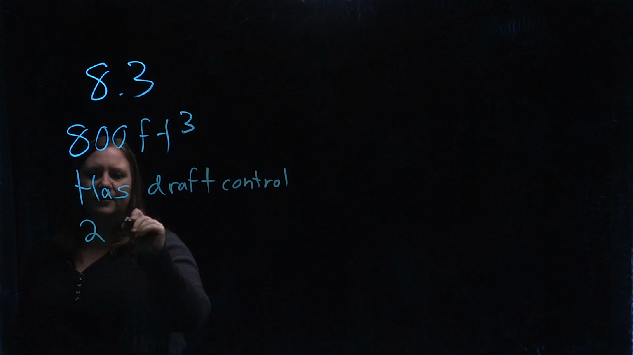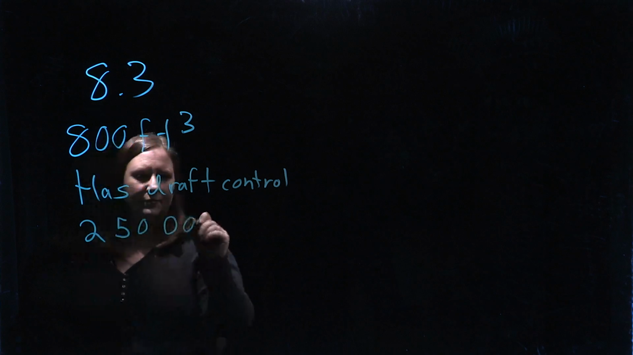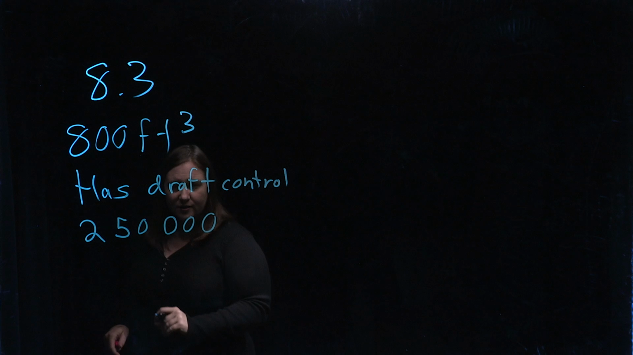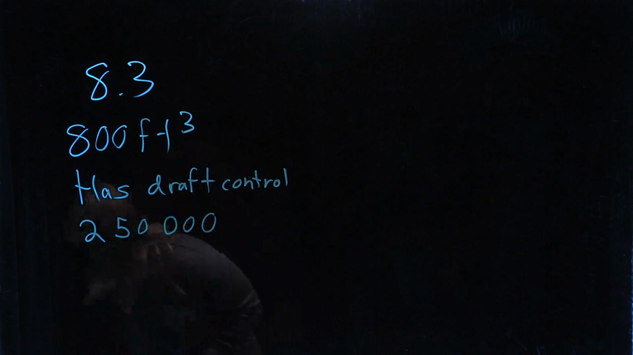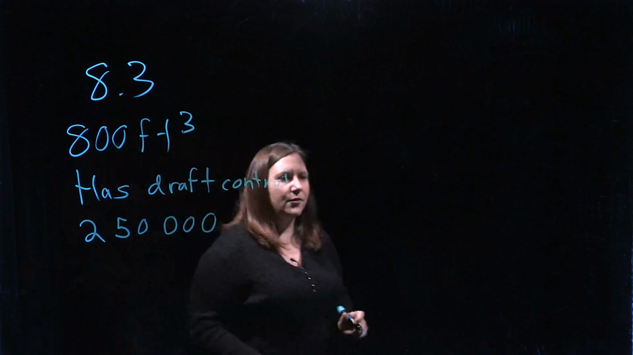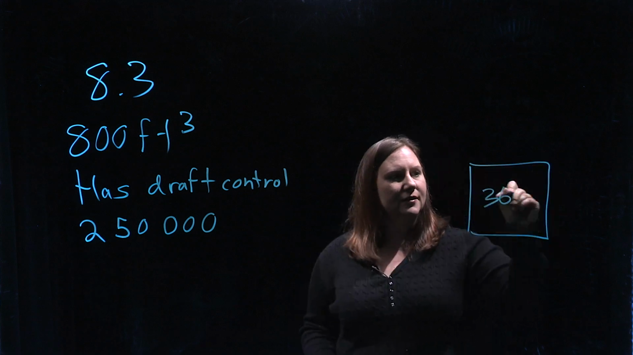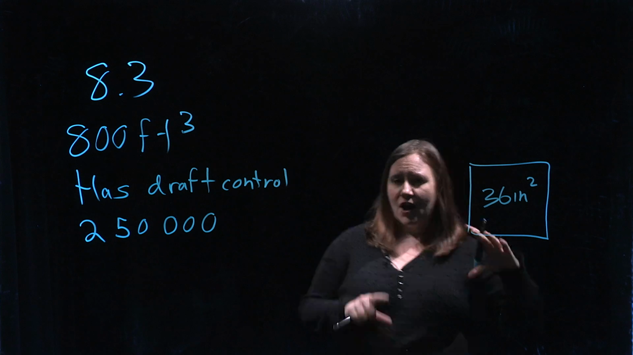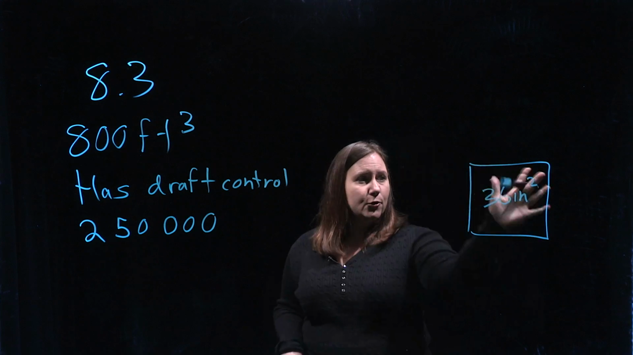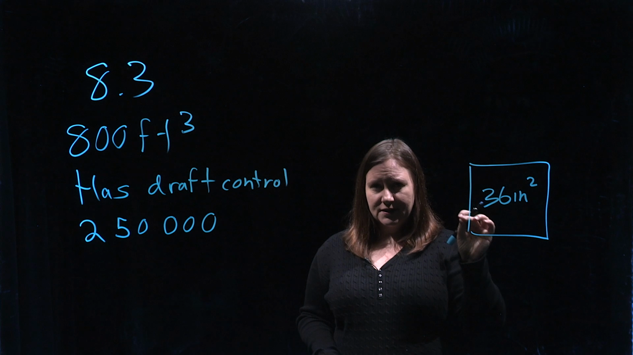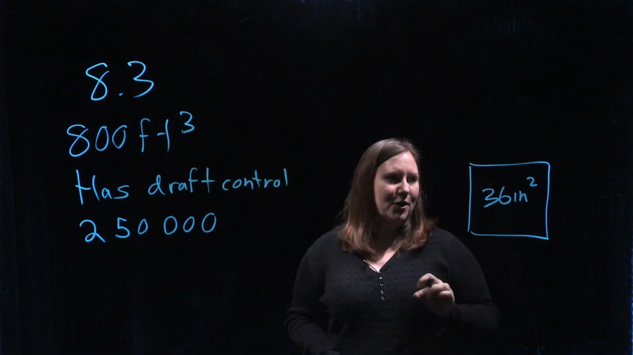And our input was 250,000 BTUs. So when I look down at that chart, it's got 36 written down. And so 36 means that we need to have the equivalent of 36 square inches of free area opening. So no grill, nothing blocking it. We've got 36 square inches of free area opening.